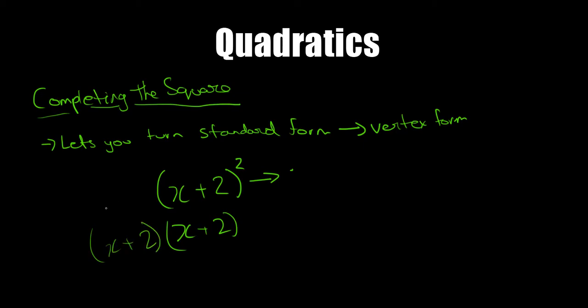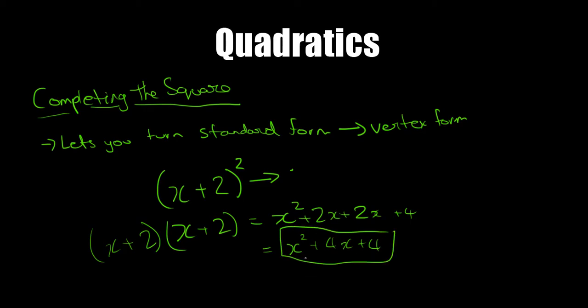And what we're doing here is called foiling. I'll touch upon that as well, but I'm going to make a more in-depth video on how to foil sometime soon. So here I'm just going to do it pretty quickly. Here we get x squared plus 2x plus 2x plus 4. Simplify. And this is a standard form equation.